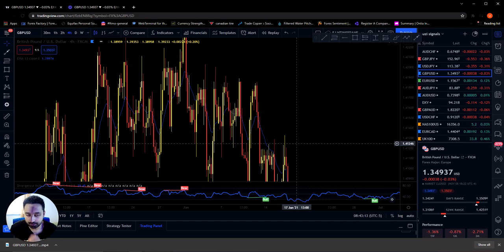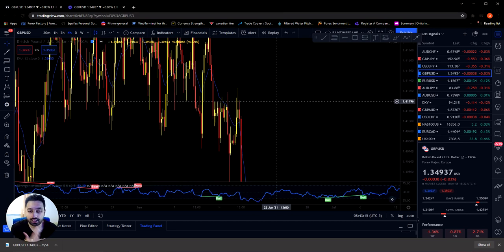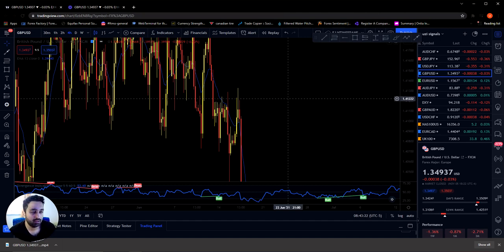But for the sake of finding the pattern as an extra added layer of confluence, try to find it at key levels on the higher time frames. Okay, higher time frames. All right, we're gonna move on to the next pattern video.